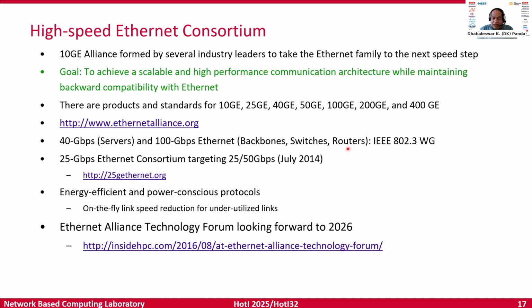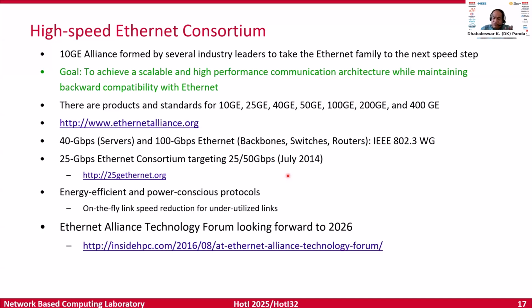The IEEE 802.3 working group was introduced to bring out 40 gig Ethernet. Then later, in 2014, they even formed a 25 gig Ethernet consortium to leverage the technology coming from the InfiniBand side, so that the same hardware components can be used.